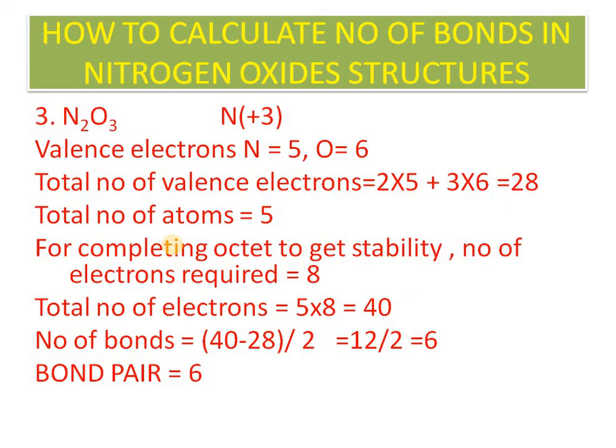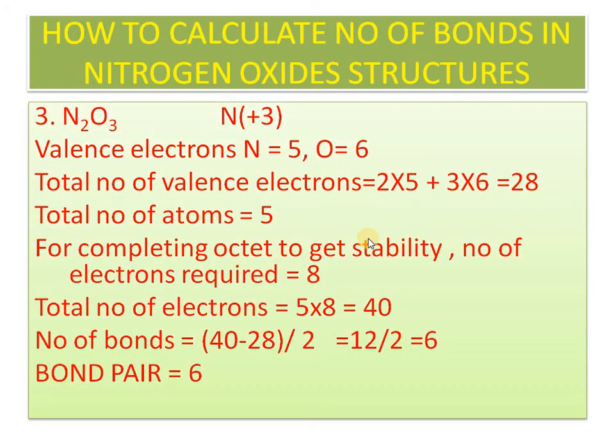Now the next thing is the calculation of the number of bonds in the case of N2O3, and you can calculate here. Nitrogen has 5 valence electrons, oxygen has 6 valence electrons. 5 into 2 is 10, and 6 into 3 is 18. 18 plus 10 is 28, and the number of atoms will be 5 total. 5 into 8 is 40. 40 minus 28 comes out to be 12. 12 divided by 2 is equal to 6. So 6 bond pairs will be there.